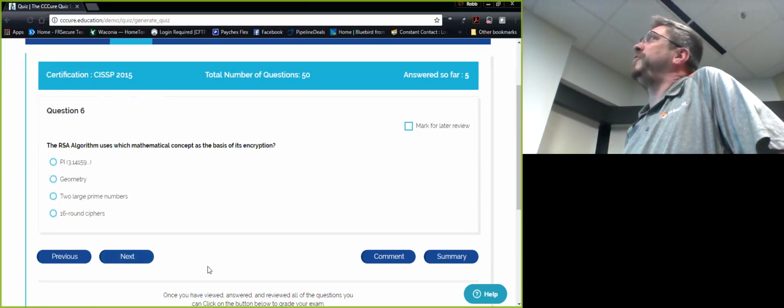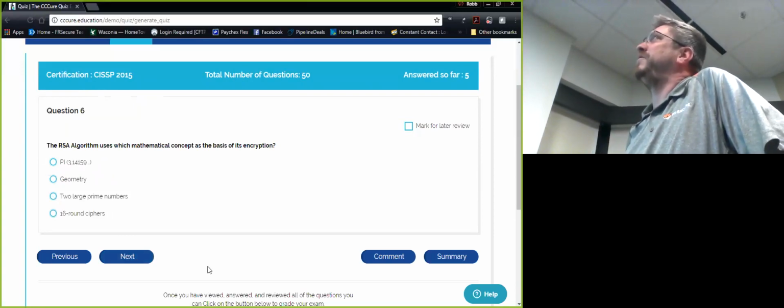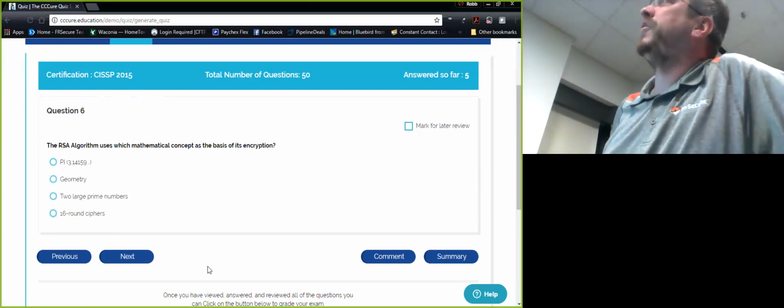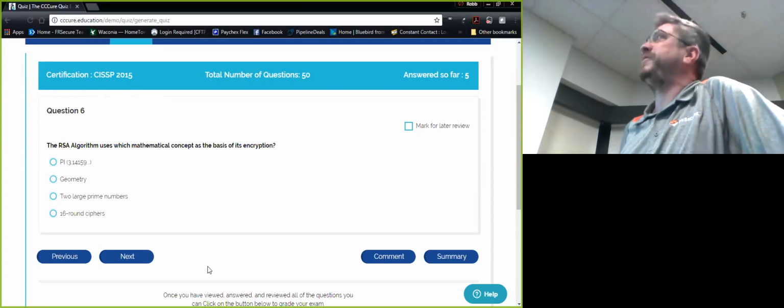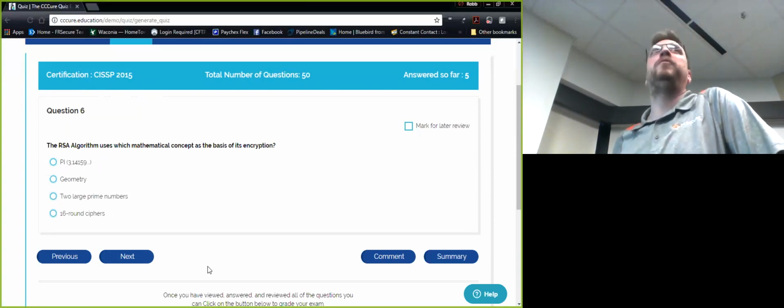The RSA algorithm uses which mathematical concept as the basis of this encryption? Pi, geometry, two large primes, or 16 round ciphers? Two large primes.